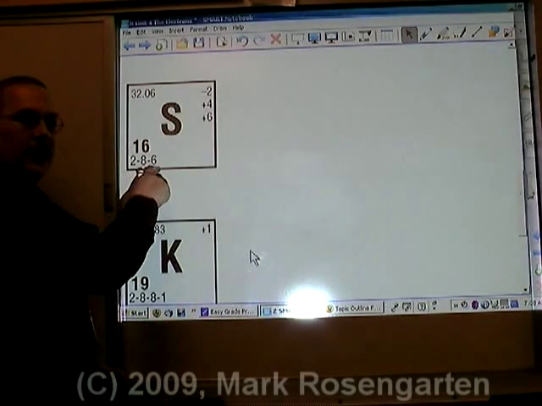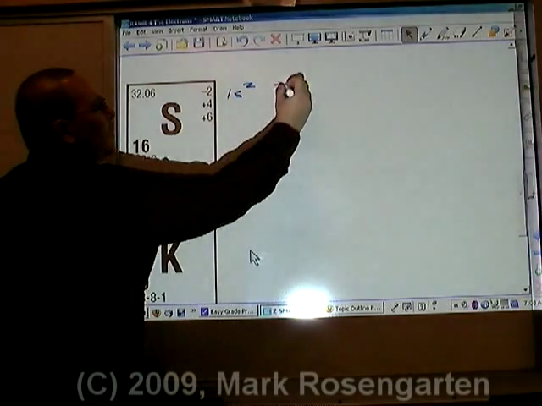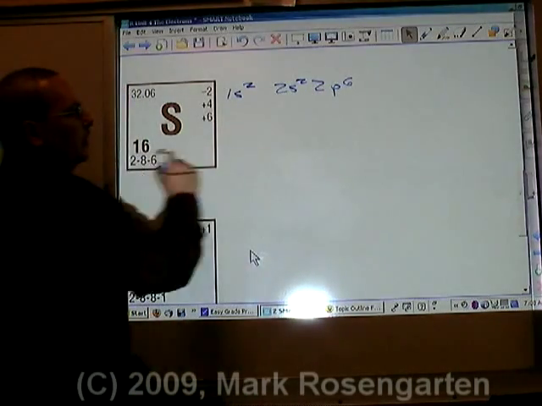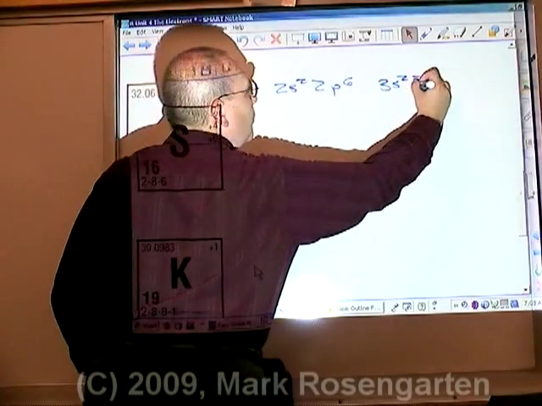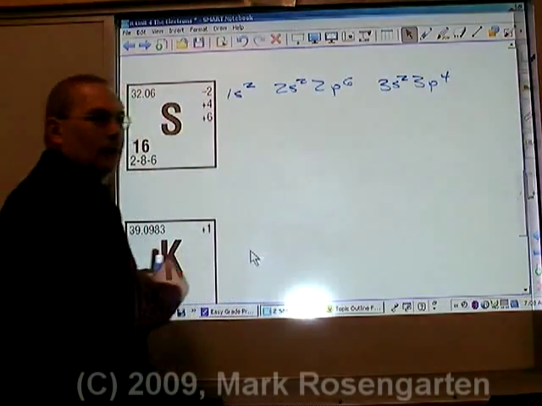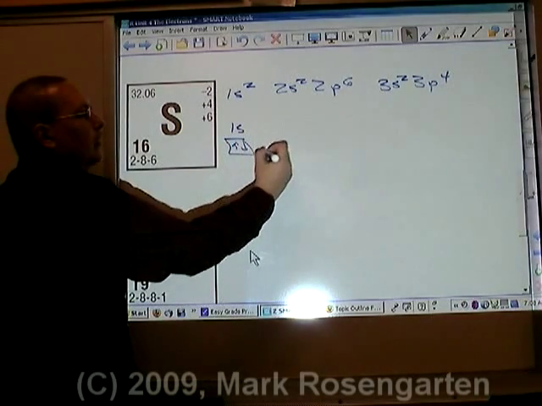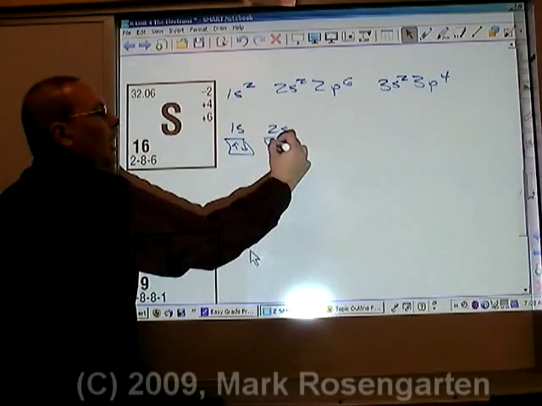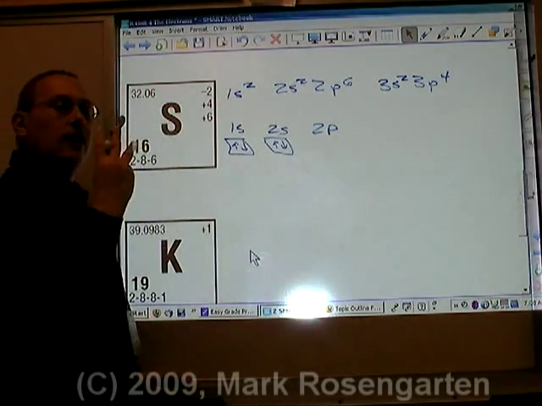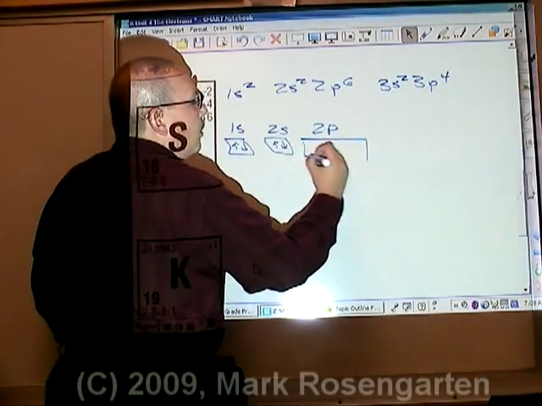Sulfur is 2-8-6. That's 1s2, that takes care of those 2. 2s2, 2p6, that takes care of those 8. 3s2, 3p4, that takes care of the 6 in the third energy level. 1s, up, down. 2s, up, down. 2p, now p has 3 boxes. 3 boxes for the 6 electrons, 2 electrons per orbital.